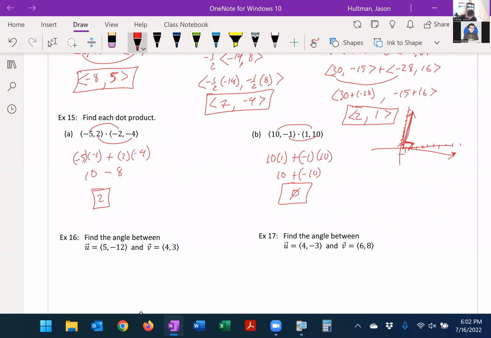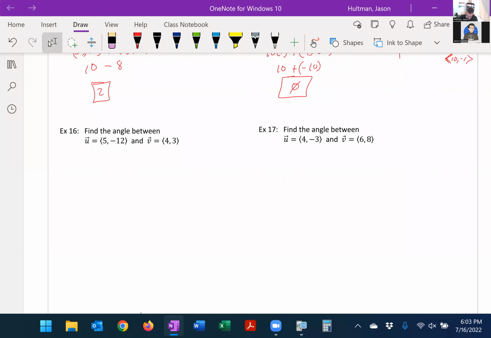So this vector was 1, 10, and this vector was 10, negative 1, and think of it like slope. The slope here would be 10 over 1, and the slope here would be negative 1 over 10, and they're reciprocal slopes. Okay. And if the slopes are negative reciprocals, then those lines would be perpendicular.